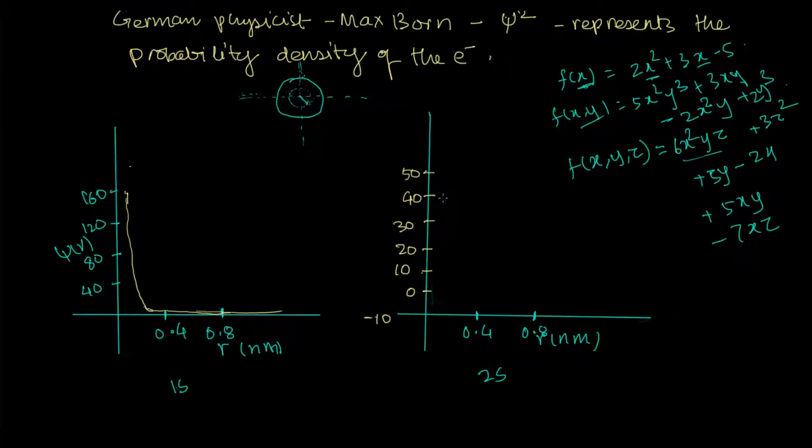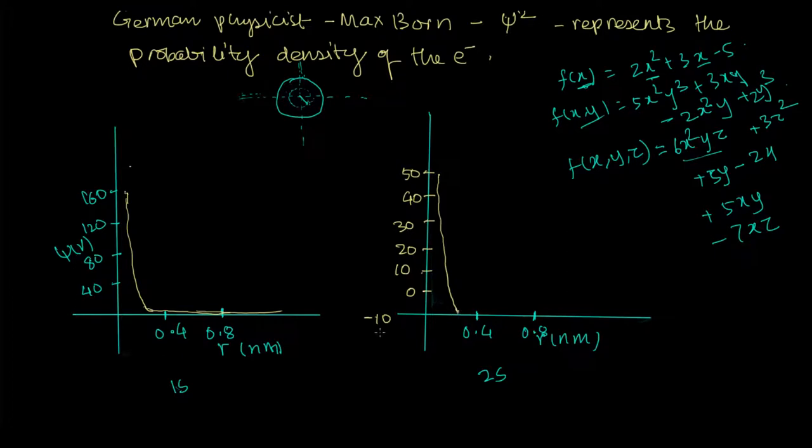Now from here it drops to this value, almost zero. Hereafter, the 1s value goes to zero and remains so thereafter. Here it almost touches the x-axis.